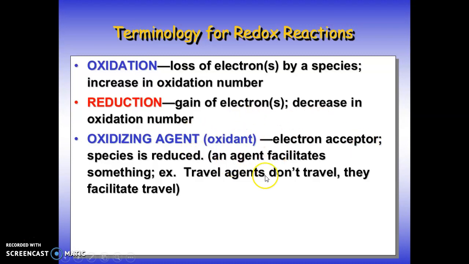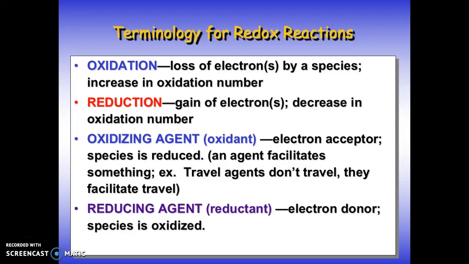So think of the agent. You've heard of a travel agent. A travel agent isn't doing the traveling. A travel agent is helping you travel. So the oxidizing agent isn't being oxidized. The oxidizing agent is helping something else get oxidized. So the oxidizing agent gets reduced, and therefore the reducing agent gets oxidized.